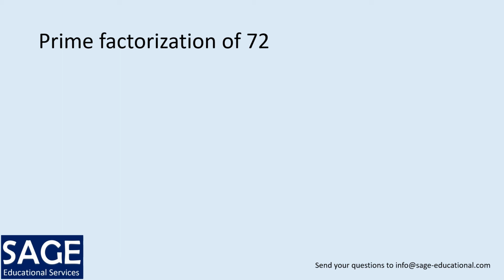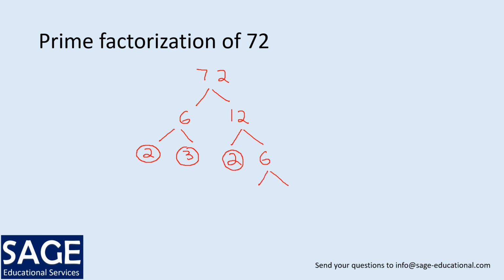Let's do the prime factorization for 72. Now it doesn't matter, you can think of any 2 numbers which multiply to give 72. So for example, I could start with 6 times 12, and then I can further branch the 6 into 2 times 3, and then 2 and 3 are both primes, so I can put circles around them. 12 I can write as 2 times 6, and 2 is again a prime, and then I can branch the 6 into 2 times 3. So there is another prime, there is another prime right here.